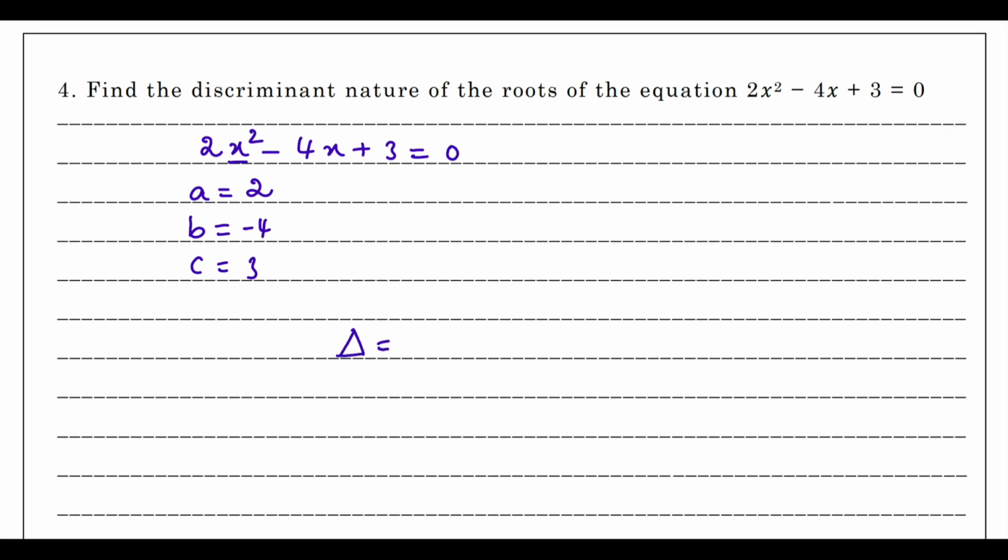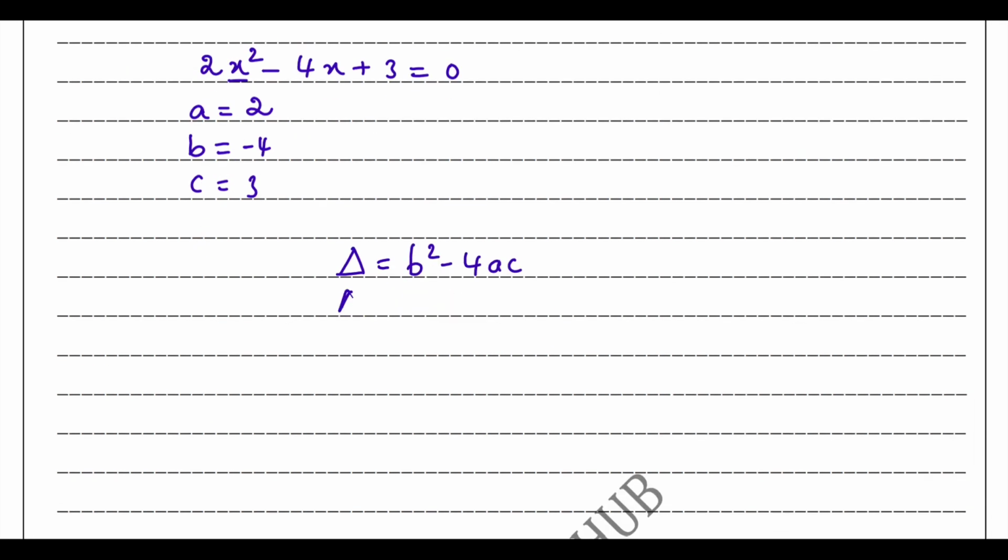What is the discriminant? Discriminant delta, or capital D, equals b square minus 4ac. Substitute the values. Delta equals, what is b square? That is minus 4 whole square, minus 4 into the value of a, 2, and c is 3. Delta equals minus 4 whole square is 16, minus 4 2s are 8, 8 3s are 24. Delta equals 16 minus 24, which is minus 8.